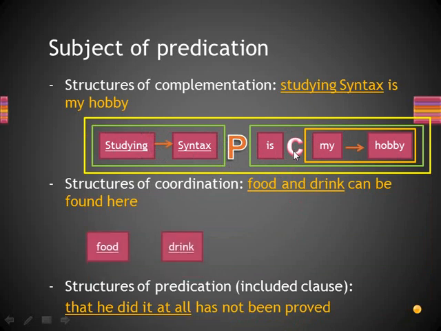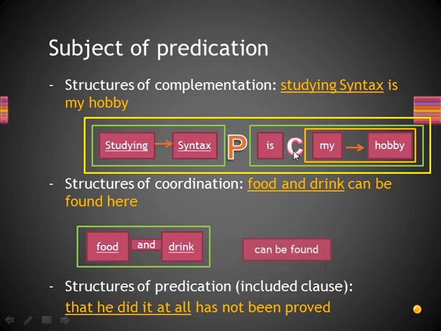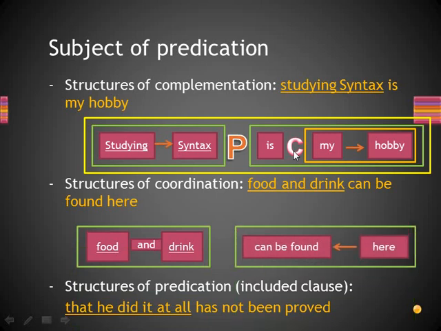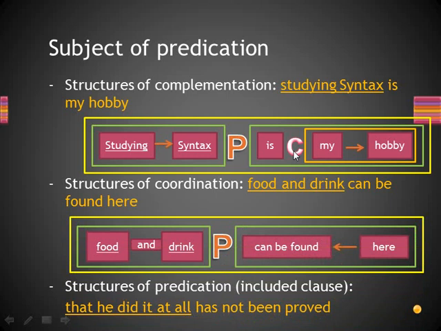Okay, the next one, food and drink. So we have and, so all of them are structures of coordination, and they become the subject. Can be found here. So here is the complement, here is the modifier of the verb, and then we have a P in the middle, and we put them into one bigger box. So all of them are the subjects of the structure of predication. So when you find a sentence, you have to be careful to recognize which parts are the subject and which parts are the predicate.